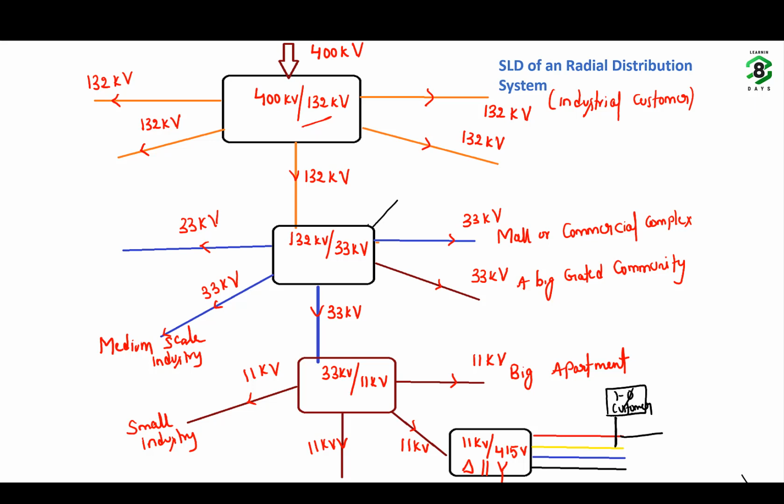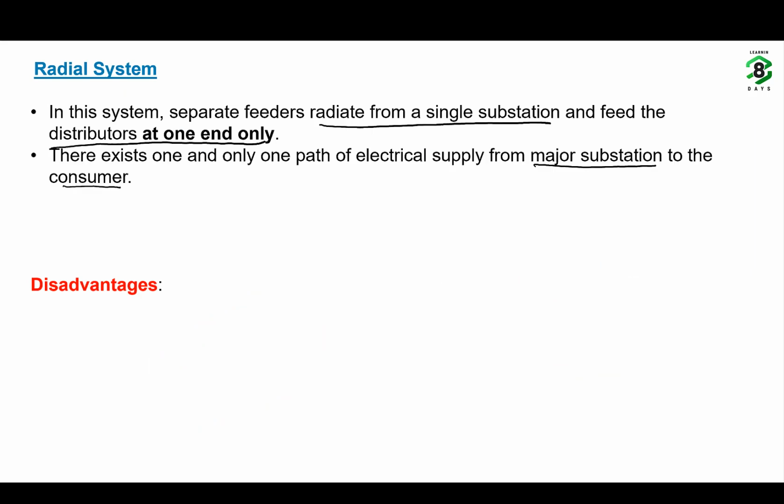So this is a radial distribution where there exists one and only one path between the substation and the customer. Second point which I want to tell, if you look at this radial distribution system, all the feeders from the respective substations are emanating in the form of rays to different locations. So it is by virtue of this image also it is called radial distribution system. What is the disadvantage of the radial distribution system?